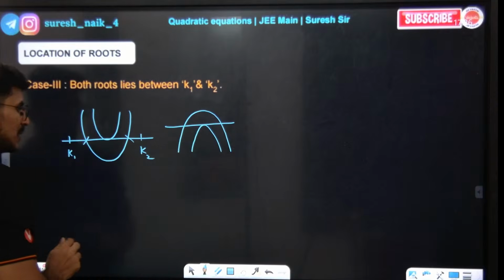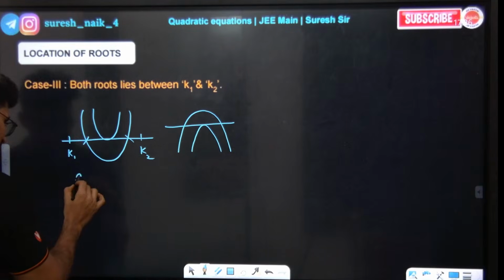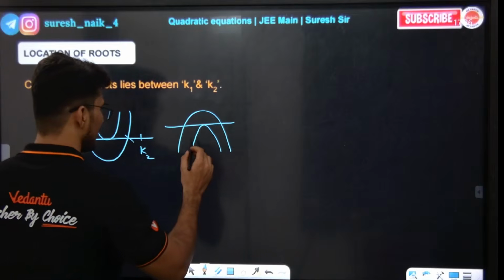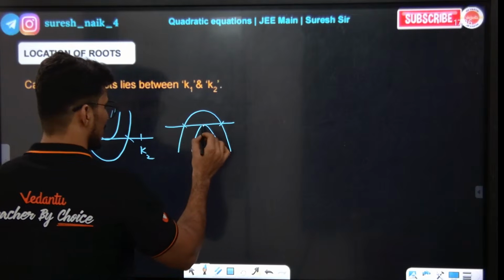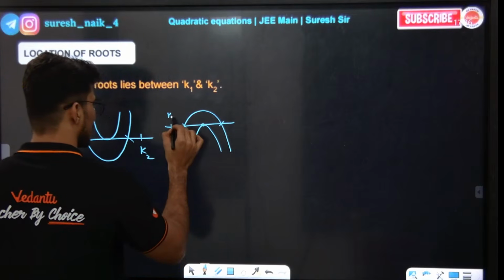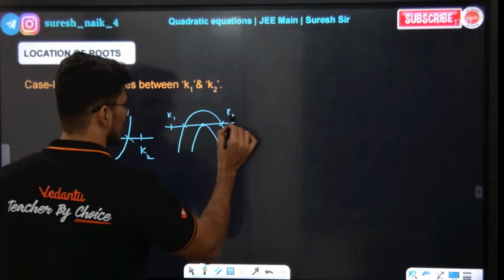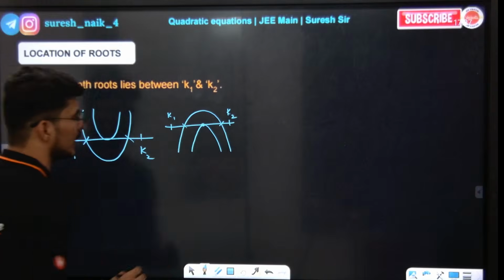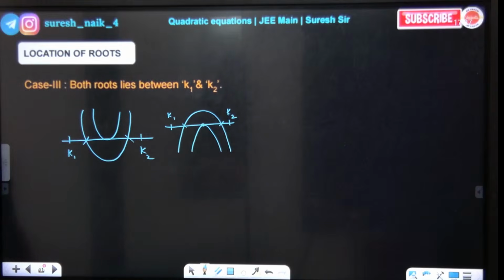Okay, so the graph can be even like this. Now tell me here, what is the case? A positive, a negative. Tell me here, alpha beta, here alpha beta. K1 could be here, k2 could be here. Tell me, k1 k2. Are you understanding or not? Now what is the condition for this? Because this is a super condition.